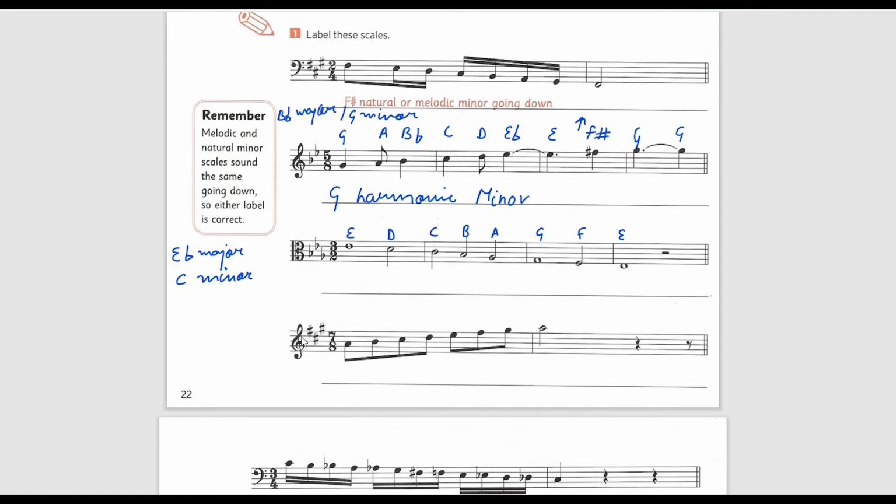And there are no accidentals over here, so this is easy to find. This is our E flat major scale, and because there are no accidentals, we confirm this is our E flat major scale going down. Sorry, we forgot to write this in the first one. So this was G harmonic minor going up.